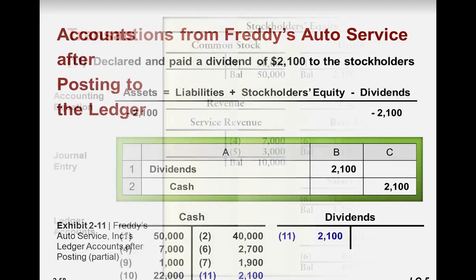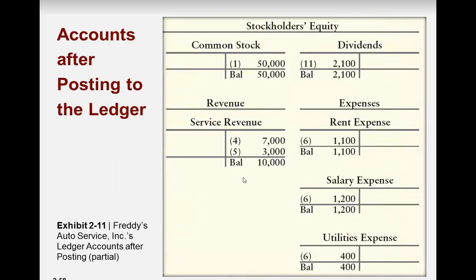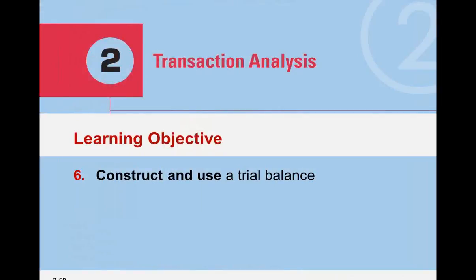So this goes all the way through the process until we have all of, and I skipped a few slides to get to where I'm at here, and this is just showing all of the slides. After I have this process done, my next step is to construct a trial balance.